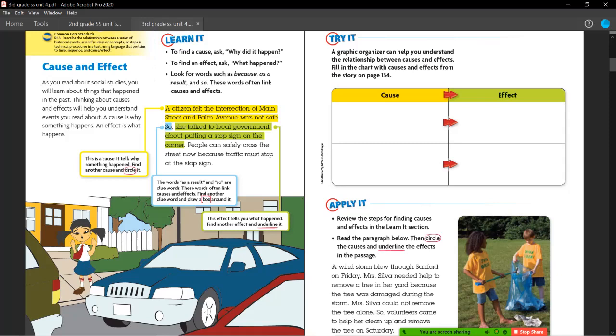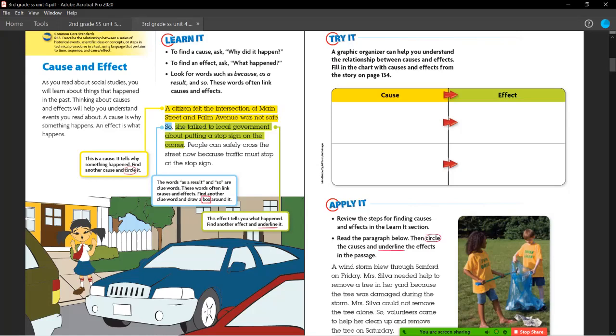So find another cause and circle it. So this is the first one. What is the next cause? The words as a result and so are clue words. These words often link causes and effects. Find another clue word and draw a box around it.